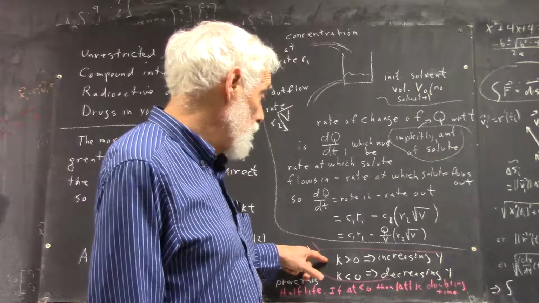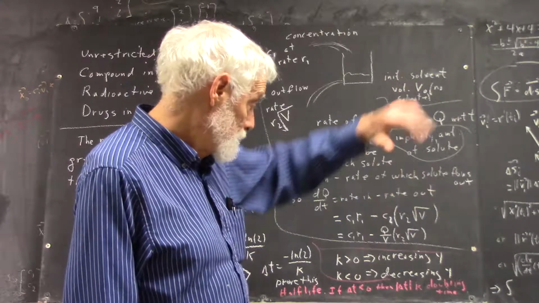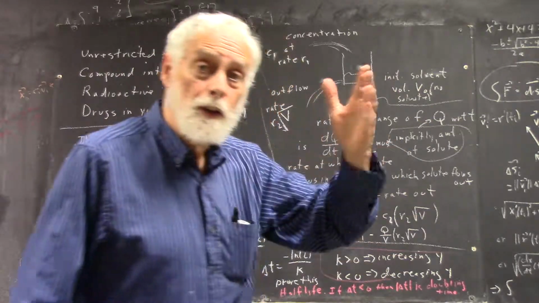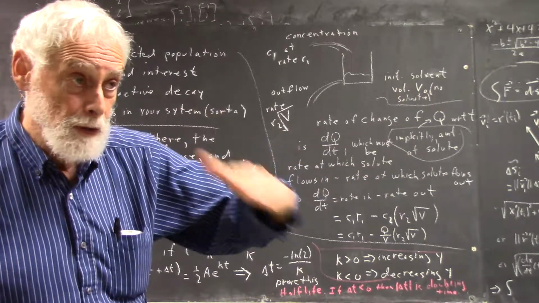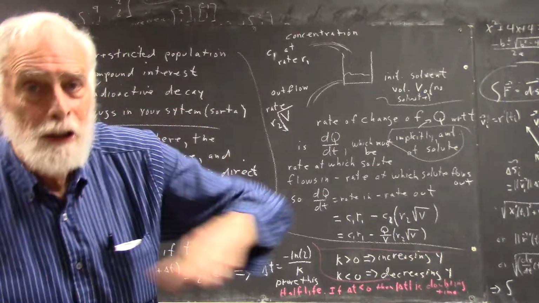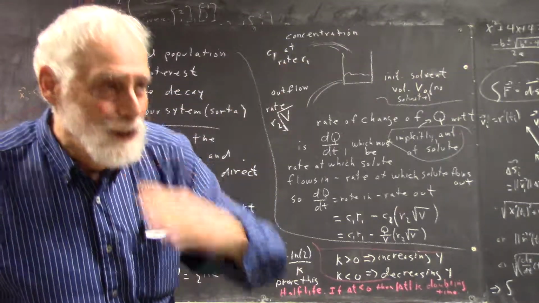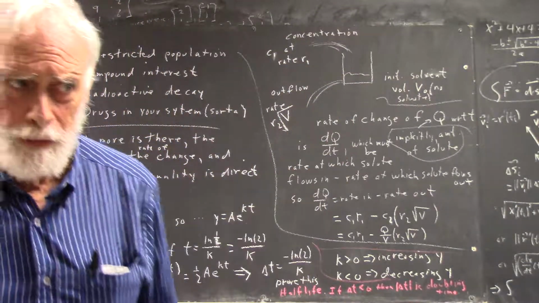Also, double check: if k is greater than 0, you have increasing values of y. If k is less than 0, you have decreasing values of y. Exponentially increasing, exponentially decreasing. Wrong gesture before. Okay?